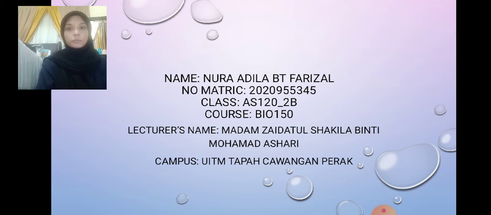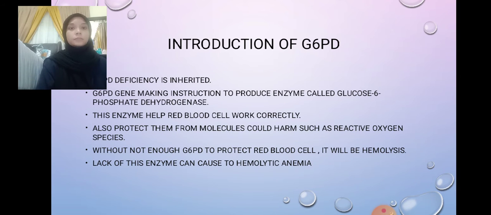In this video, I would like to present a case study with the title of G6PD deficiency. Bismillahirrahmanirrahim. So, introduction to G6PD. G6PD deficiency is inherited. It happens when the body does not have enough G6PD, which is called glucose 6 phosphate dehydrogenase, and G6PD deficiency occurs more often in men but rarely in women.